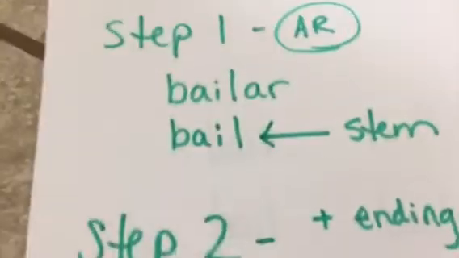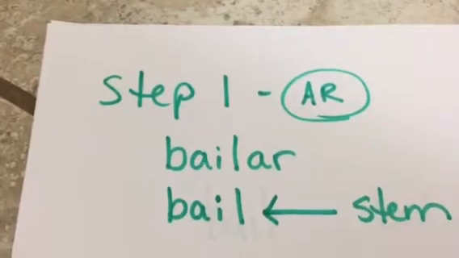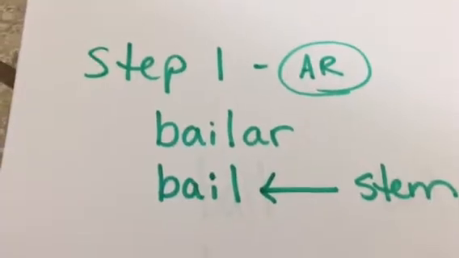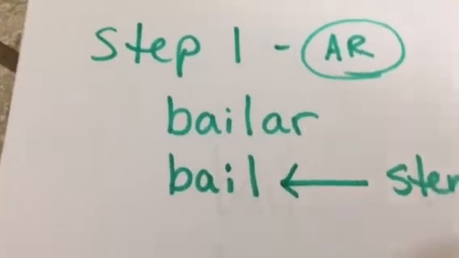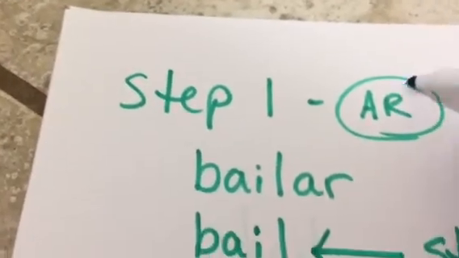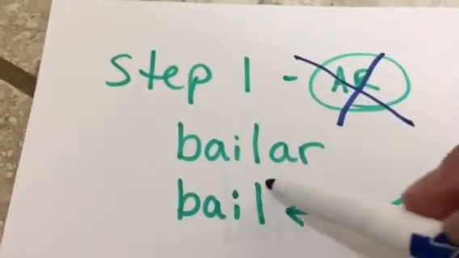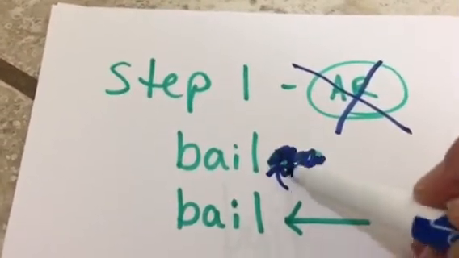Next. When we conjugate the verb, step one is to take off the AR. So for example, bailar, get rid of the AR, and I have bail. So this is my stem. Again, step one, get rid of the AR. We're going to take this and just get rid of it, okay?